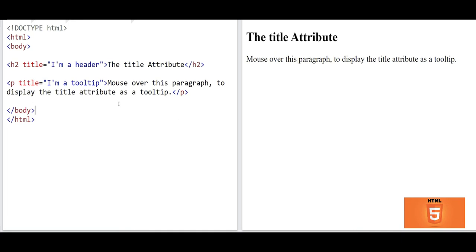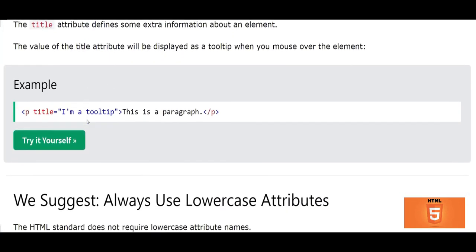So this is what happens when you add a title attribute in p tags. They appear as tooltips, and some text is displayed when you take the mouse over that paragraph, right? So this is the purpose of the title attribute in p tags.